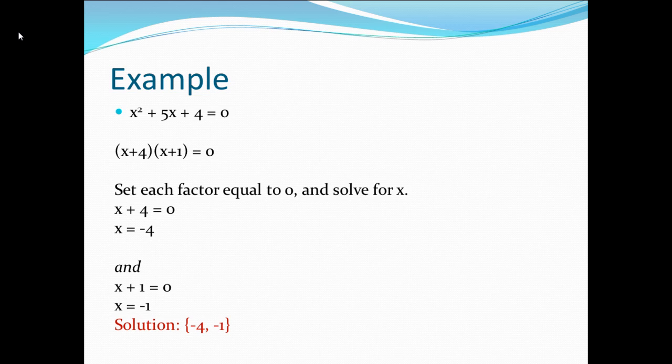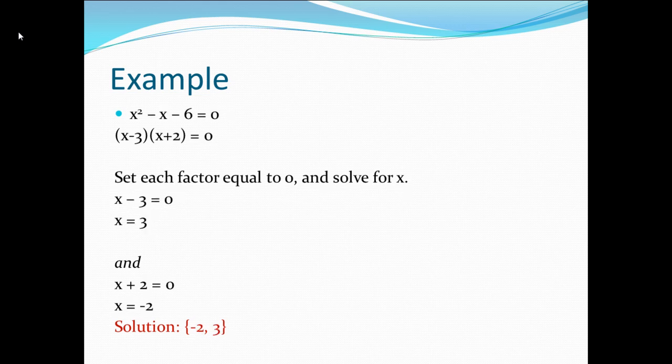Then to find the values of x, I take each factor individually and set it equal to 0. So the first factor is x plus 4 equal to 0. I subtract 4 from both sides, and I have that x is equal to negative 4. The second factor, x plus 1, equals 0. To solve for x there, I need to subtract 1 from both sides. So x is equal to negative 1. That gives me a solution set of negative 4 and negative 1.